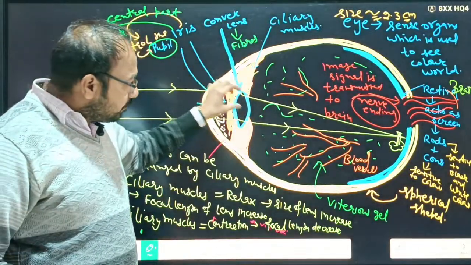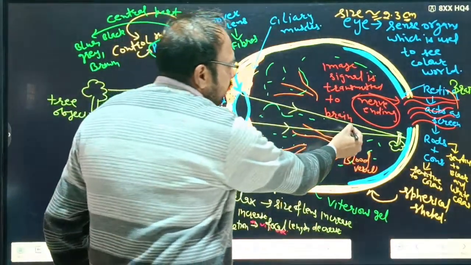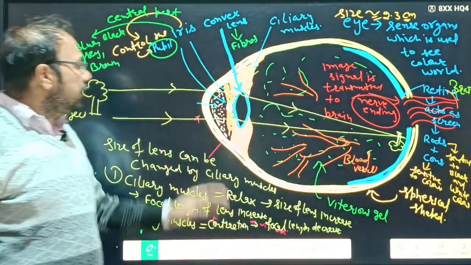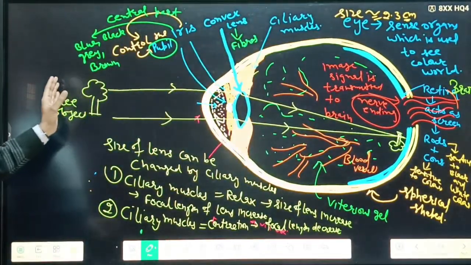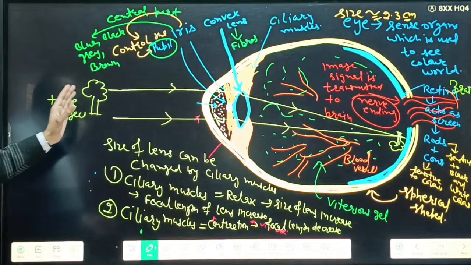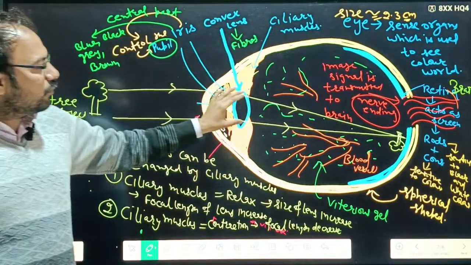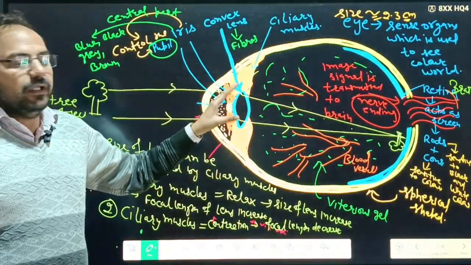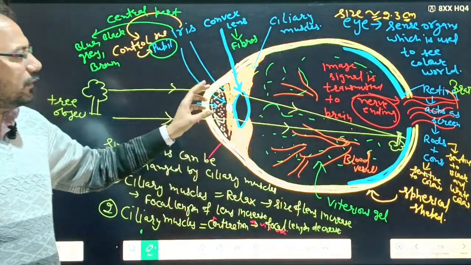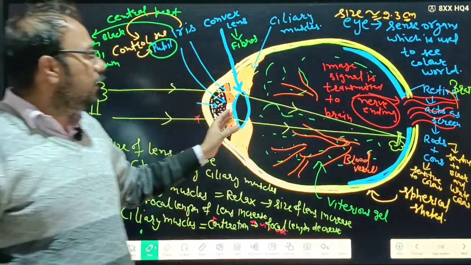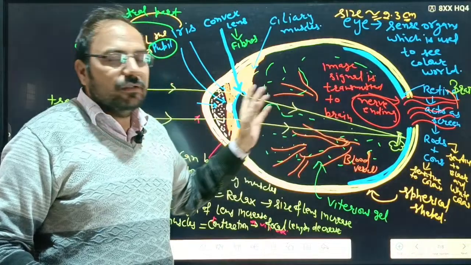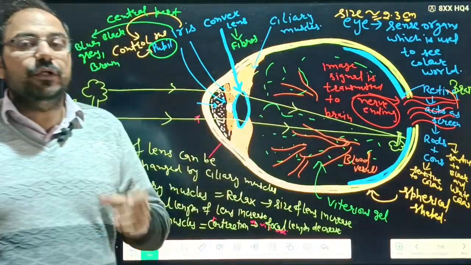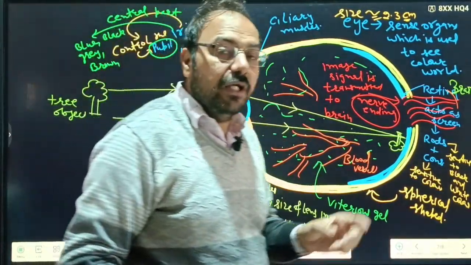Then the image forms here. Okay. So basically we change the position of the object. According to the position of the object, the size of the lens changes, decreasing or increasing. If the size of the lens decreases or increases, what happens? The image formed on the retina also changes. So this is the important function of the ciliary muscle.